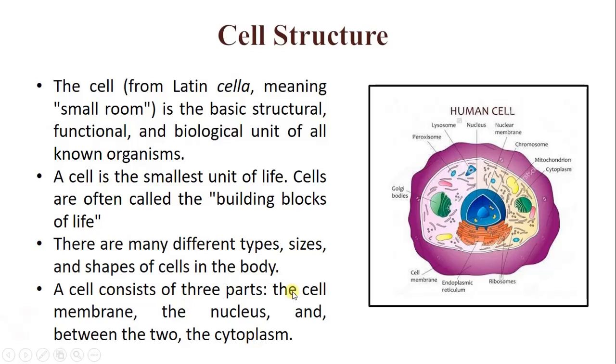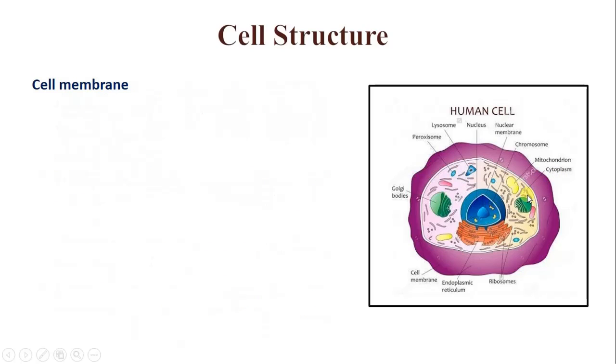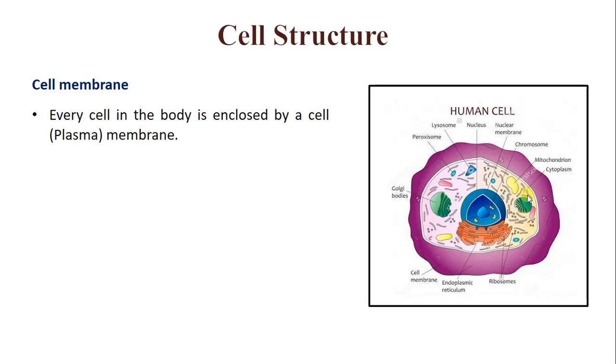Basically the cell consists of three parts: the cell membrane, which you can see here in the purple color, the nucleus, and between the two is the cytoplasm. So the cell membrane we will discuss first. Every cell in the body is enclosed by a cell membrane. The purple color you can see is the cell membrane.